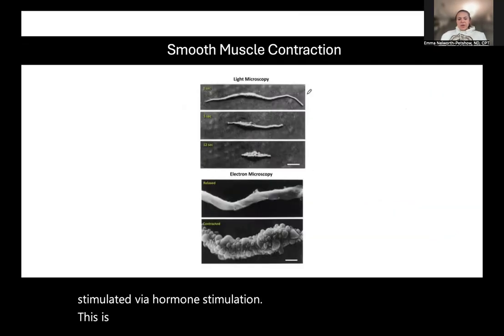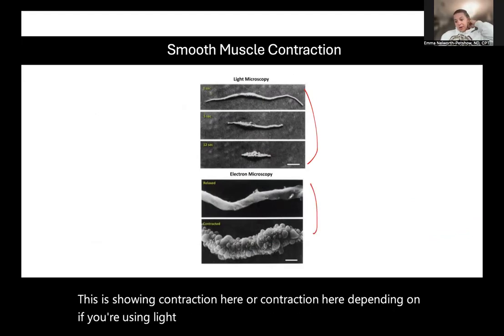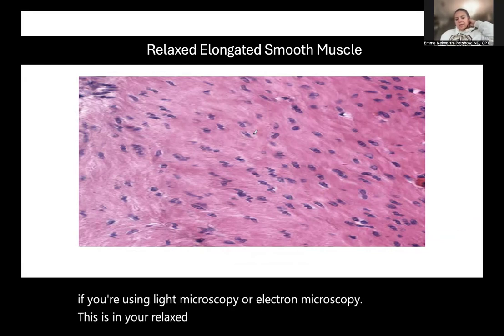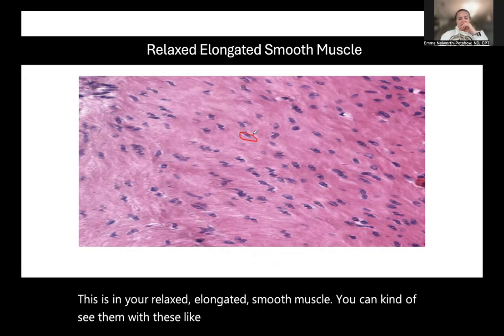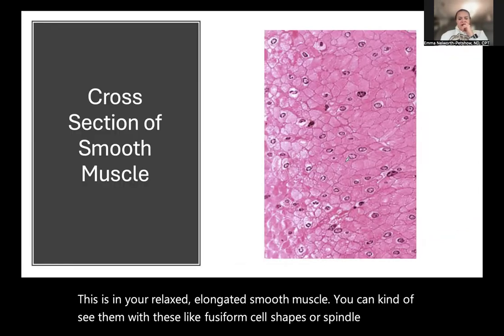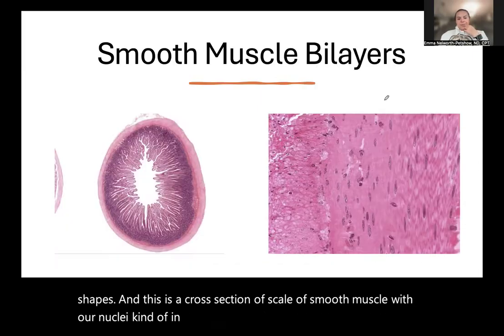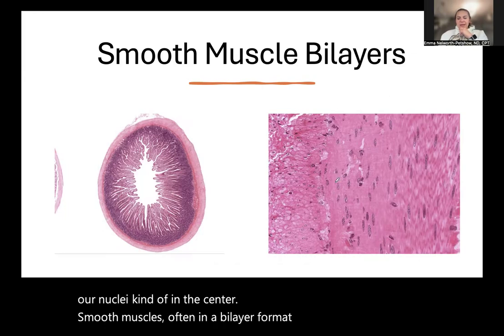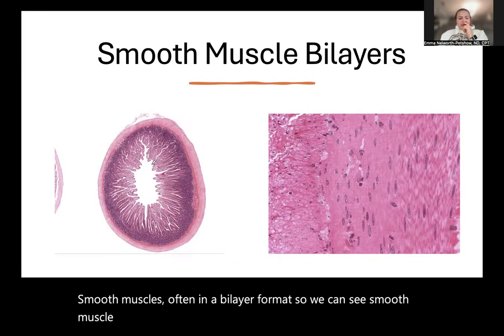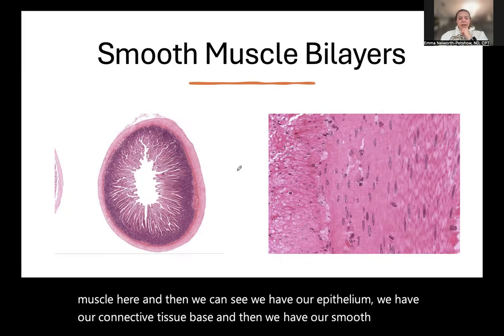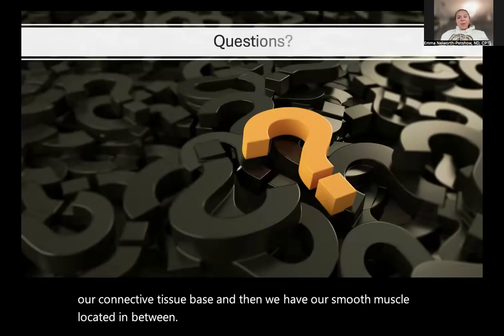This is showing contraction here, or contraction here, depending on if you're using light microscopy or electron microscopy. This is in a relaxed, elongated smooth muscle. You can see these fusiform cell shapes, or spindle shapes. And this is a cross section of smooth muscle with our nuclei in the center. Smooth muscle is often in a bilayer format. So we can see smooth muscle here. We have our epithelium, we have our connective tissue base, and then we have our smooth muscle located in between. And those are our three muscle types.